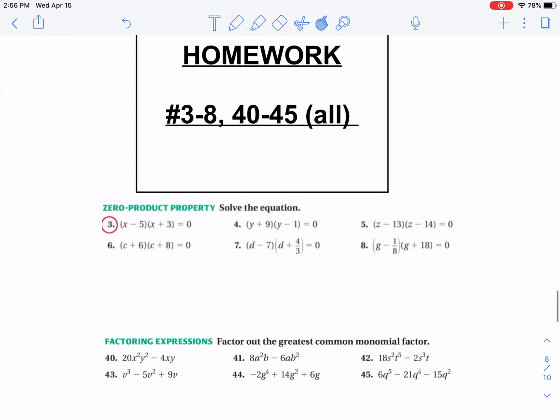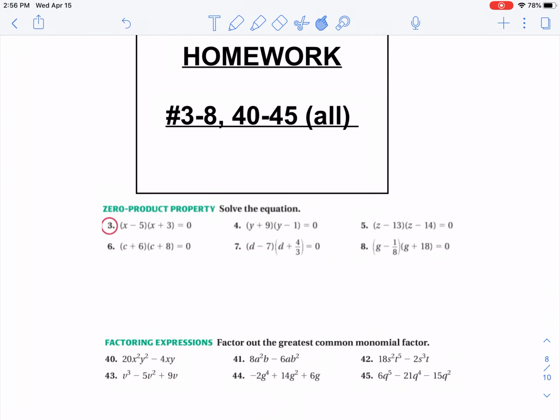All right, your homework is this whole slide right here. Numbers 3 and 40 through 45, all of them.